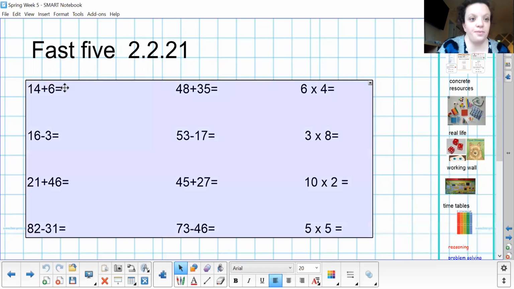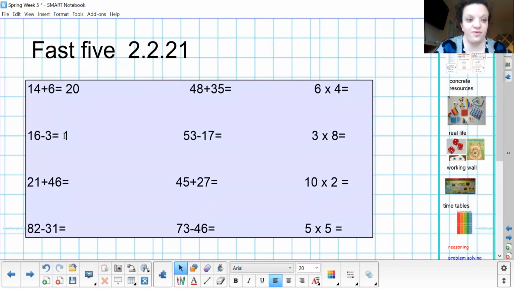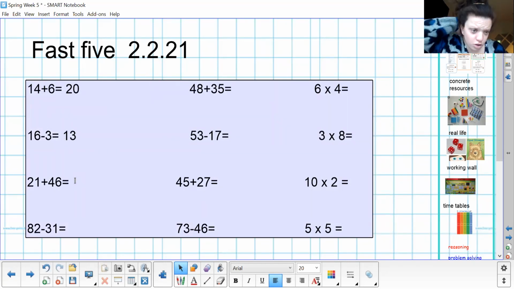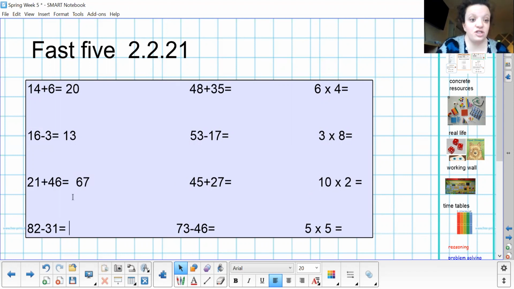So the answers for today's maths are 14 add 6 is 20, 16 take away 3 is 13, 21 add 46 is 67. 82 take away 31. So 82 take away the 30 would be 52. Take away the 1 would be 51. 48 add 35. We've got 48. We add the 30. We get 78. Add the 5. We get 83.